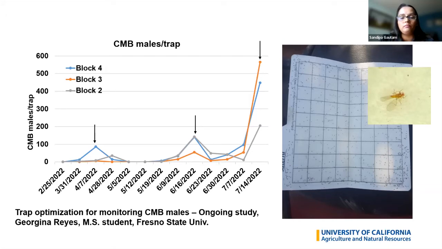And on the second week of July, on the trap collected on the 14th of July, it looks like we have a third peak. We still have to finish counting the traps collected after that, then we'll know if that's the third peak or if we are still getting more males caught in the trap.